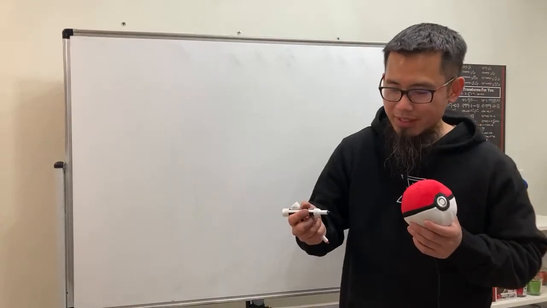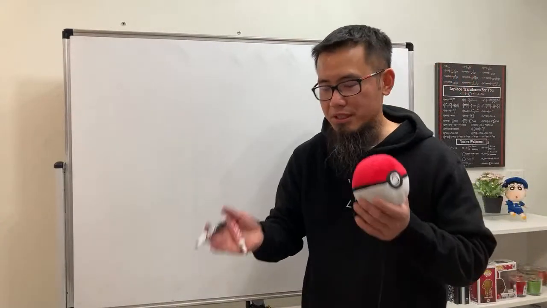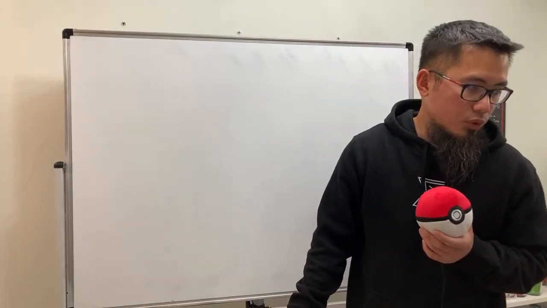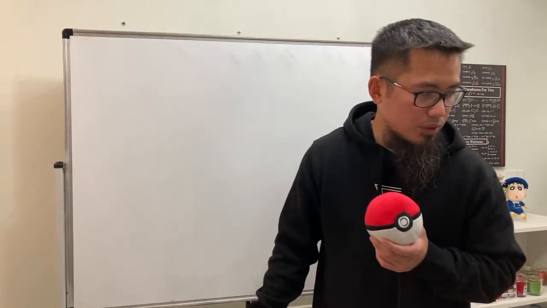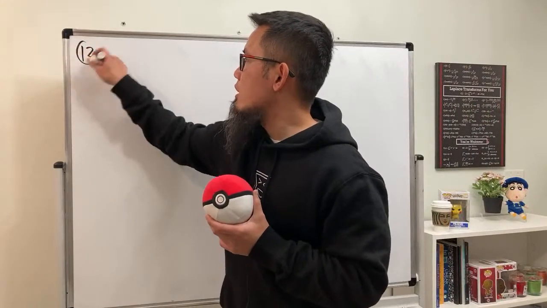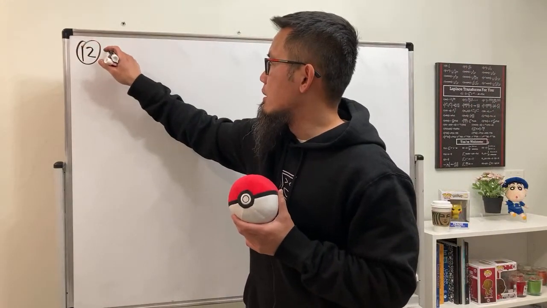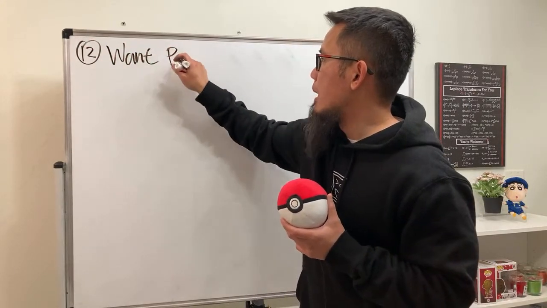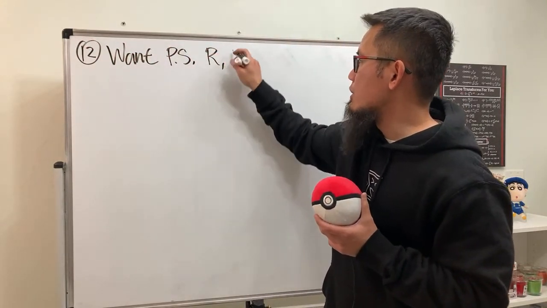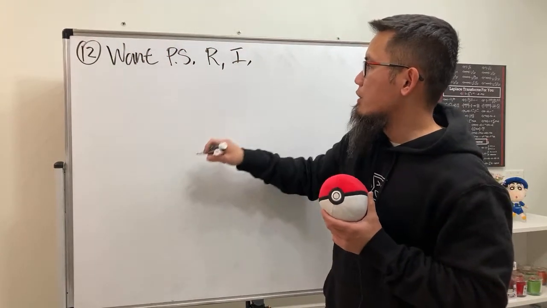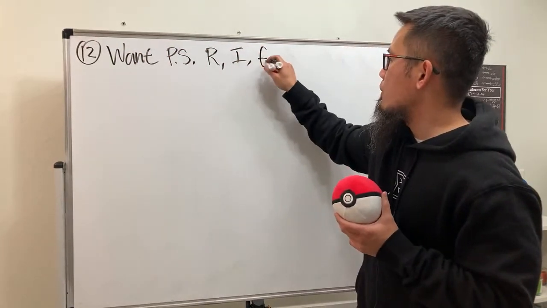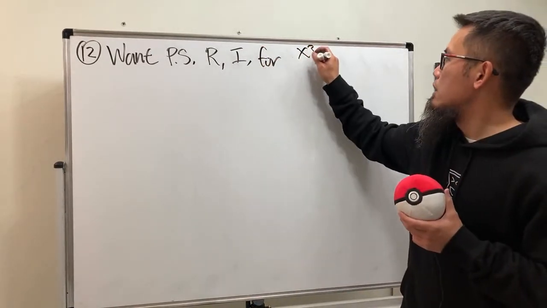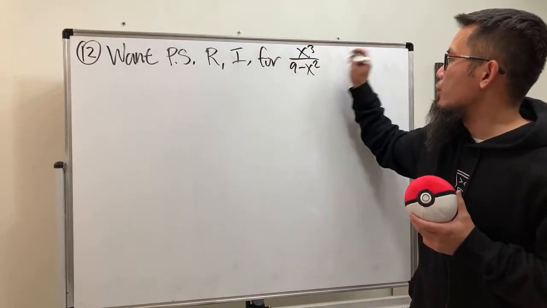Okay, of course, if we are talking about power series, how can we not talk about the best friend, right? So for number 12, we will do the power series for the following function. We want the power series and also the radius of convergence and also the interval of convergence, right? For this guy, we have x to the third power over 9 minus x squared.